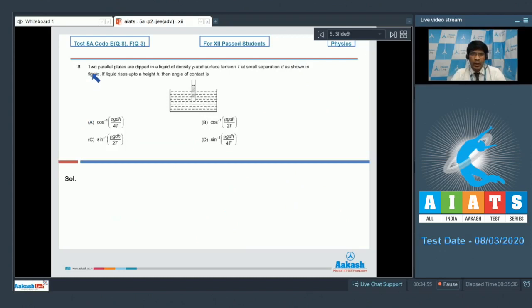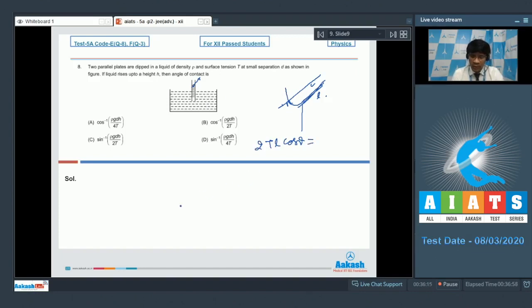In question number 8, two parallel plates are dipped in a liquid of density rho and surface tension T at a small separation d as shown in figure. If liquid rises up to a height h, then the angle of contact is. In this situation, if this is the one view, and I'm taking this much of the length as L, and this is the contact angle, so definitely on this side the force that will be acting in upward direction because of surface tension would be T into L into cos theta because of one surface, and for the other surface it will be 2.